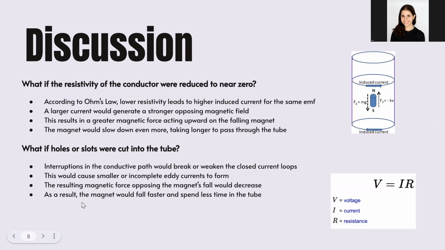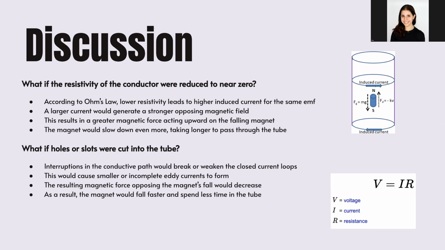So just some discussion items. If the resistivity of the conductor were reduced to near zero, this, according to Ohm's law, would mean that there would be a higher induced current for the same EMF, and a larger current would generate a stronger opposing magnetic field, which would mean a greater magnetic force acting upward on the falling magnet.